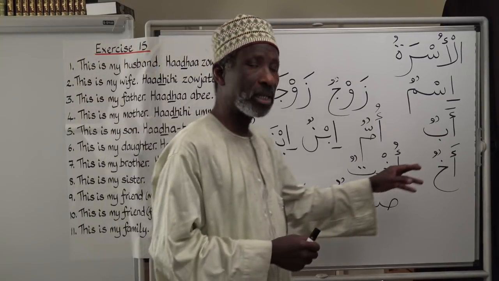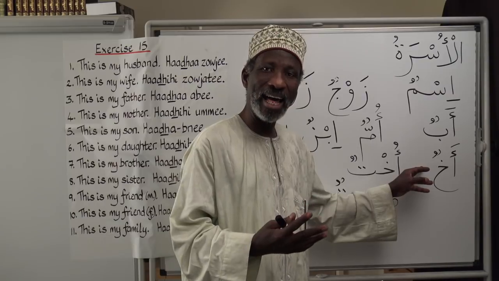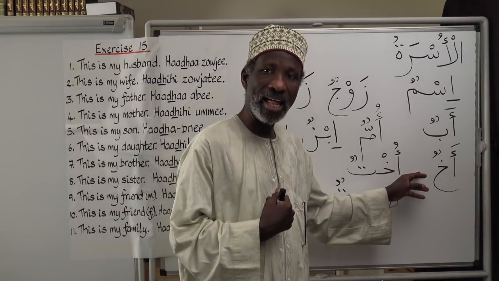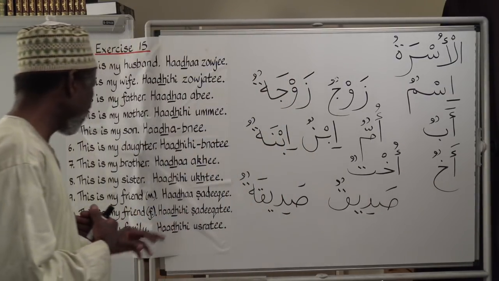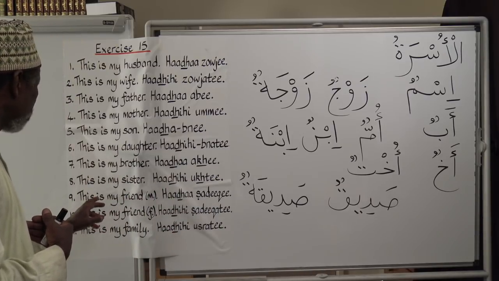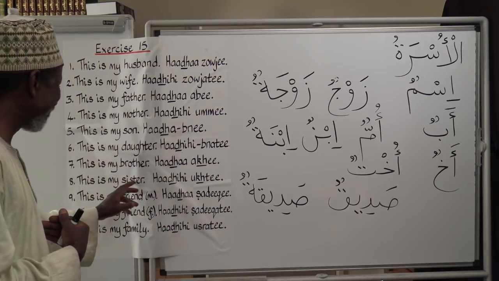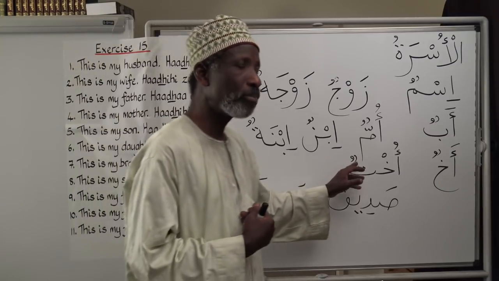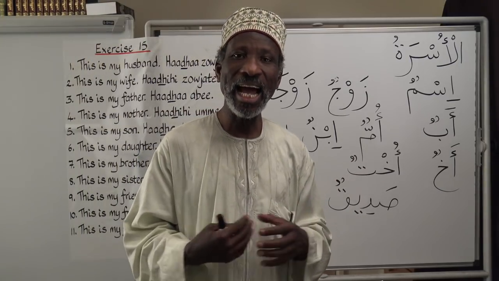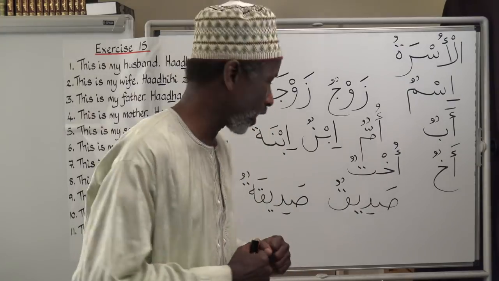Number seven, this is my brother. My brother becomes akhi. Hadha akhi. This is my brother. Number eight, this is my sister. Ukhtun becomes ukhti. Hadhihi ukhti.